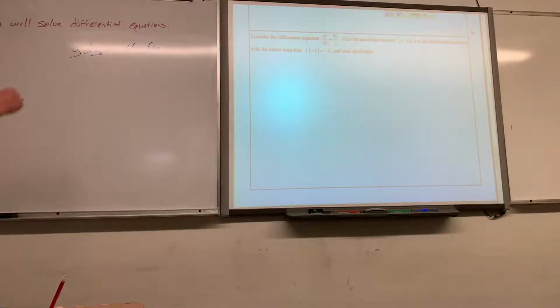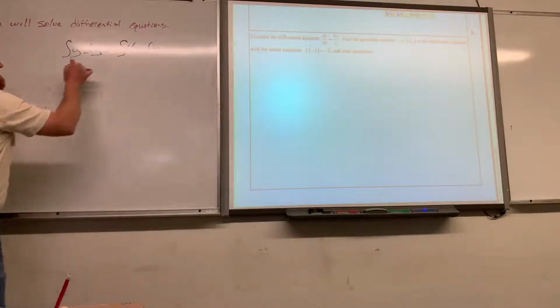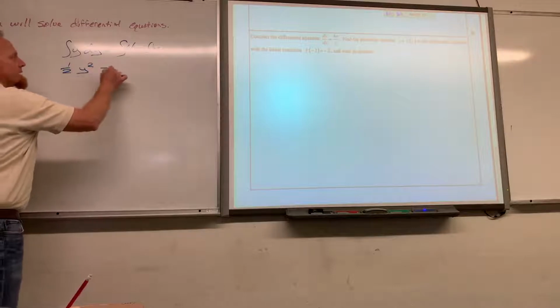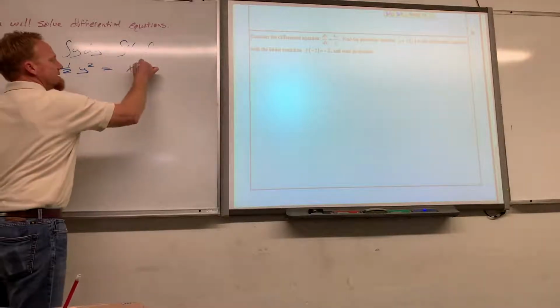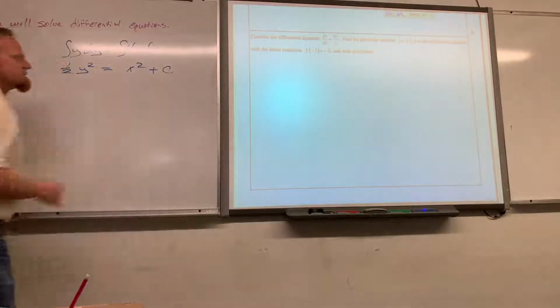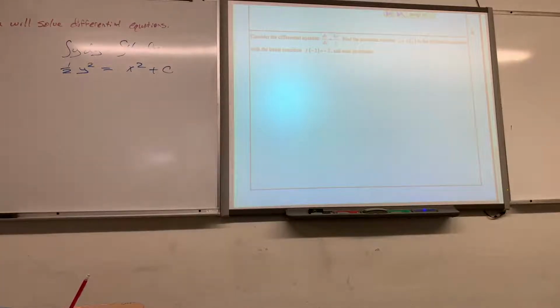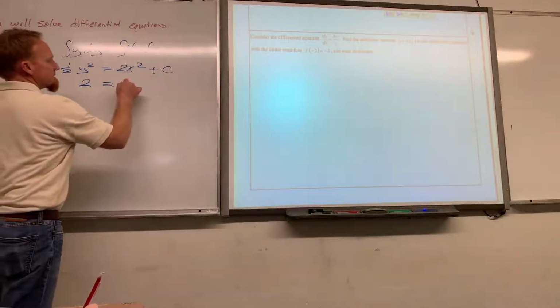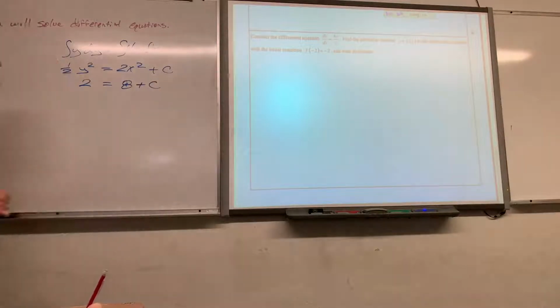All right, integrate. So what do I get on the left side? 1/2 y squared. Right side, 2x squared plus c. Plugging in negative 2 for both of them, so that's going to turn into a 2 here. It's going to turn into an 8 there, so that means c is equal to negative 6.